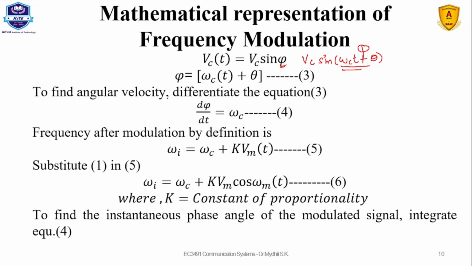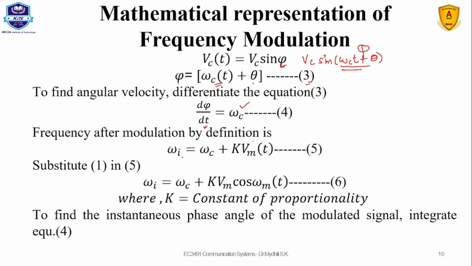So to find the angular velocity, we have to differentiate equation number 3. Equation number 3 gives the phase change with respect to time, that is d phi by dt. So here we are having only the time dependent factor with omega c, and theta is not time dependent, so it is 0. So we just get the omega c term alone. So frequency after modulation by definition is given by, it is nothing but instantaneously what we are getting as output.